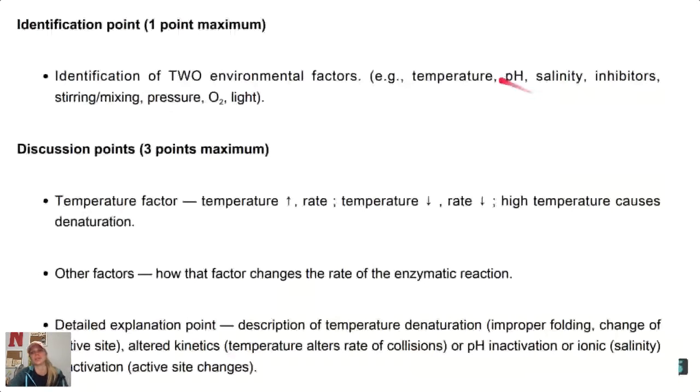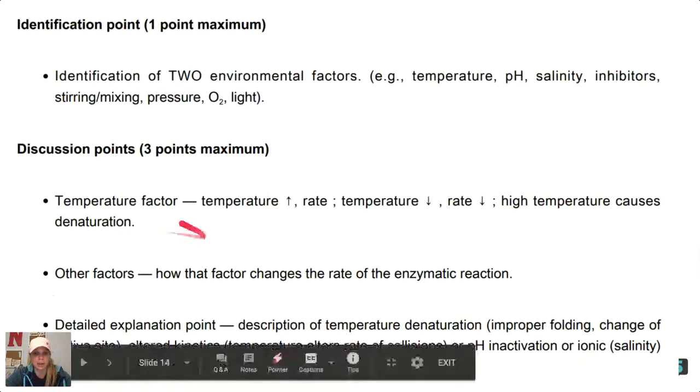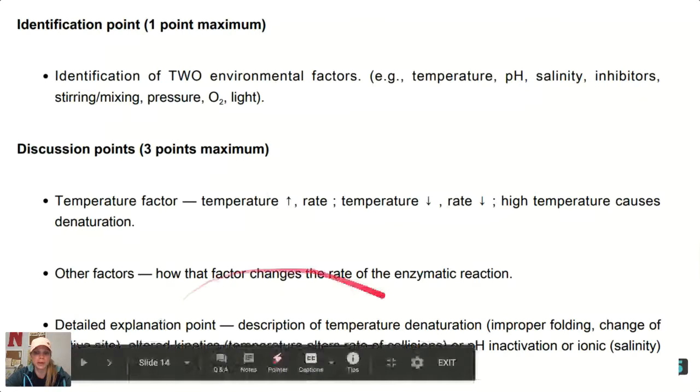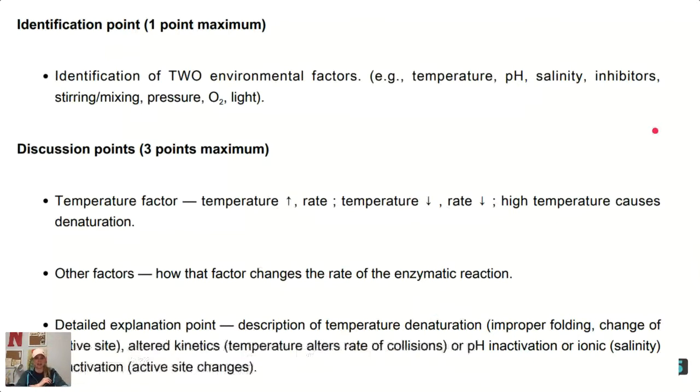Identify 2 factors. You could put temperature, pH, salinity, inhibitors during mixing, pressure, oxygen, light. Very good. We got that. For temperature, you could have said temperature increases the rate, temperature decreases the rate, high temperature causes denaturation. That would have been good. Some of you got a little more specific with the improper folding, the change in the active site, all those things. Any of those would have been fine.